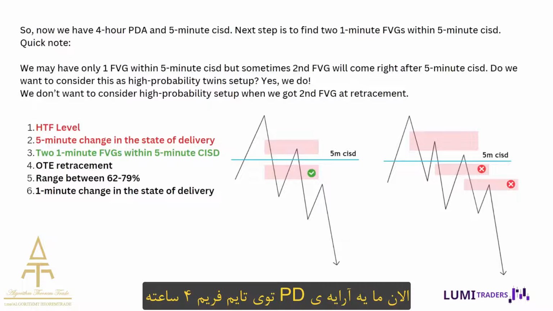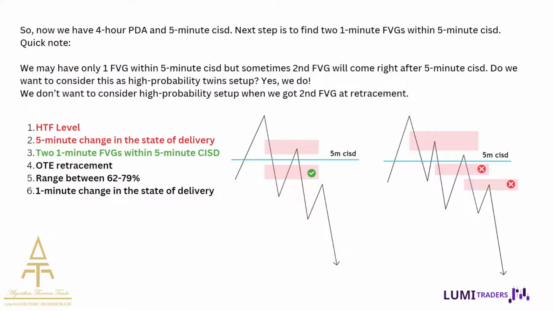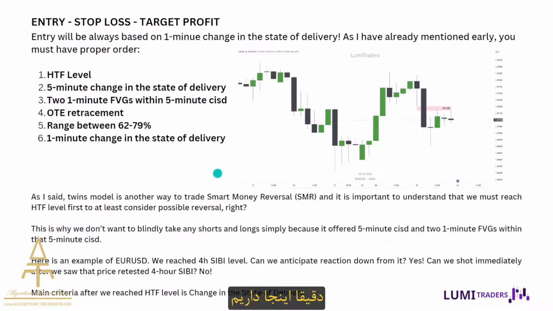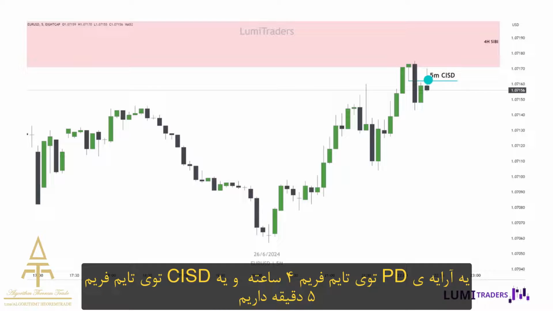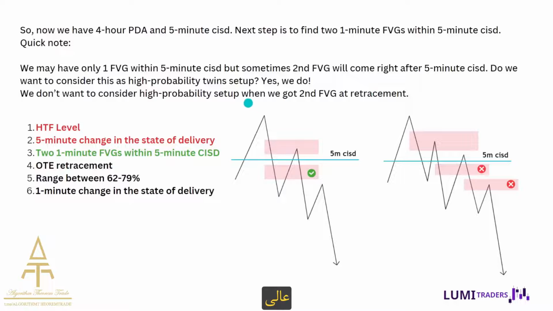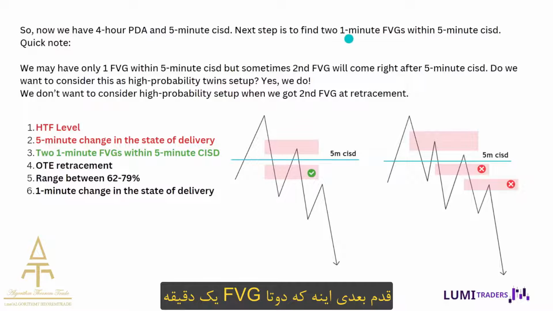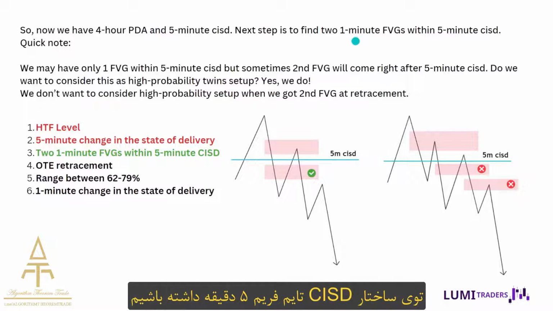So now we have a 4-hour PD array, right? Right here, we have a 4-hour PD array, and we have a 5-minute change in the state of delivery. Nice. The next step is to find 2 1-minute fair value gaps within the 5-minute change in the state of delivery range.